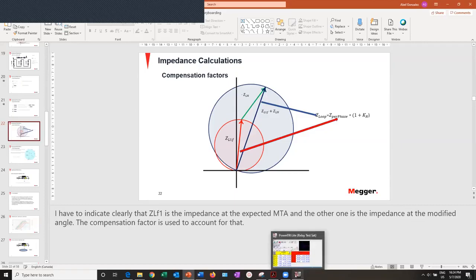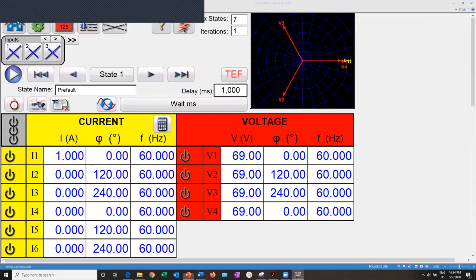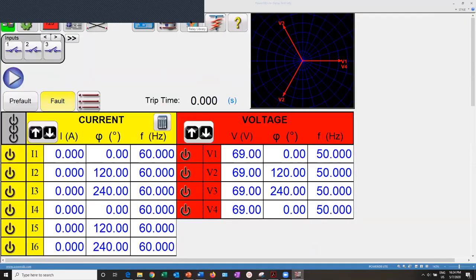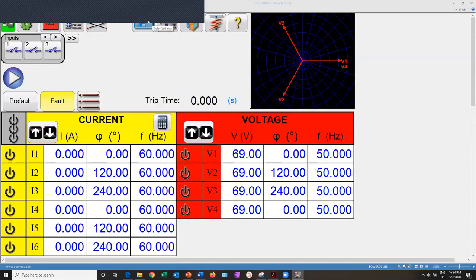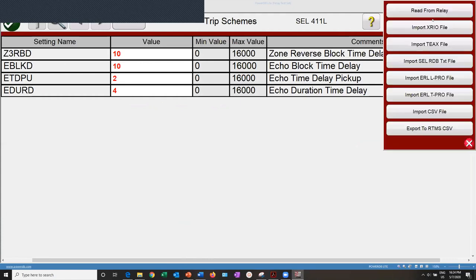Okay, yes. Within RTMS, as previously mentioned by either Abel or Sughosh today, we can read directly from Schweitzer relays and of course Modbus relays. We can also import XRIO files, with examples such as the ABB RL670 or Siemens 7SA632. And of course, we can import our own CSV files and Schweitzer RDB text files.